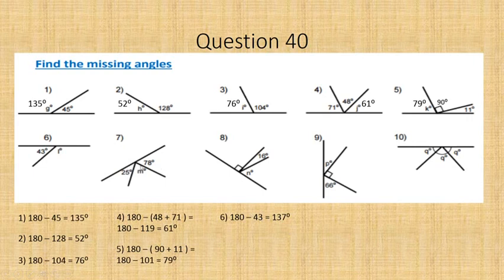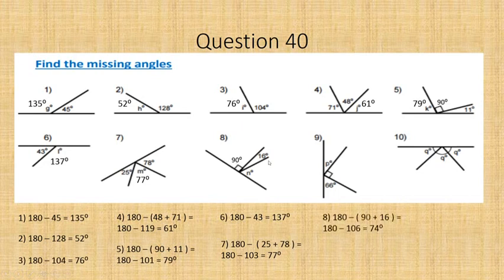And question number 7 is the same case as questions number 4 and 5. So I will add them up first, 78 plus 25, which is equal to 103, and then subtract it from 180, making the answer 77 degrees. This is number 8. Here it's a right angle, so it's 90 degrees, and here's an angle of 16 degrees, and I need to find angle N, so I will do the same. 180 minus the addition of both of them, 90 plus 16, so it's 180 minus 106 equals 74 degrees.